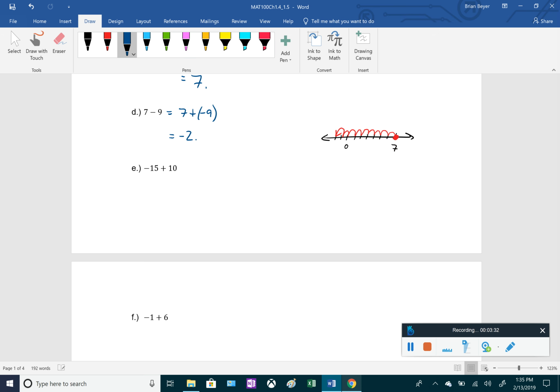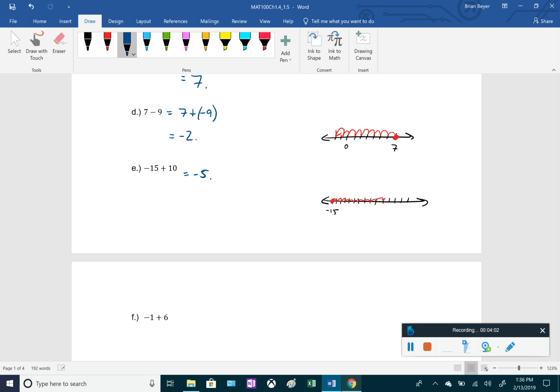For the next one, we have -15 plus 10. We have two options here. We could draw a number line real quick, and we're going to start at -15. Since we're adding 10, that means we're going to the right 10. So 1, 2, 3, 4, 5, 6, 7, 8, 9, 10. If you had this labeled, I just didn't label it because it wouldn't really fit.